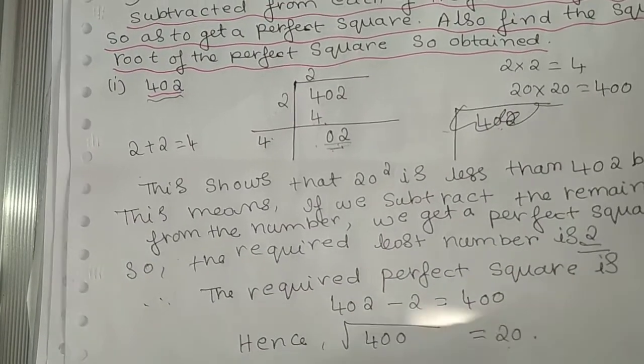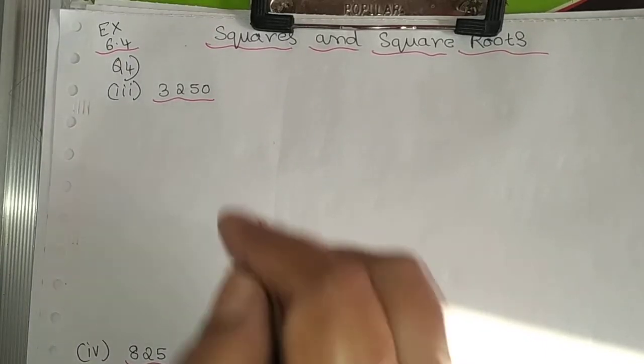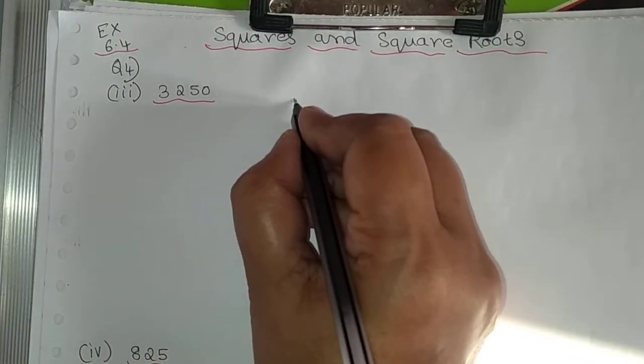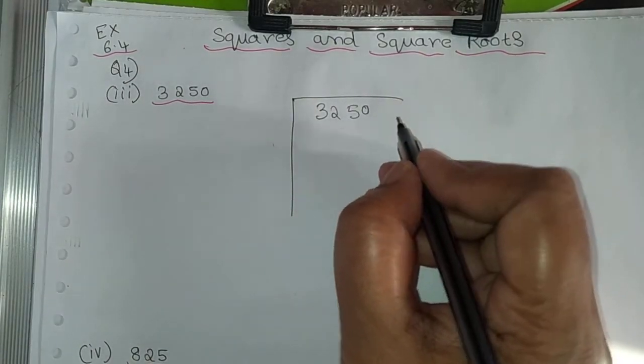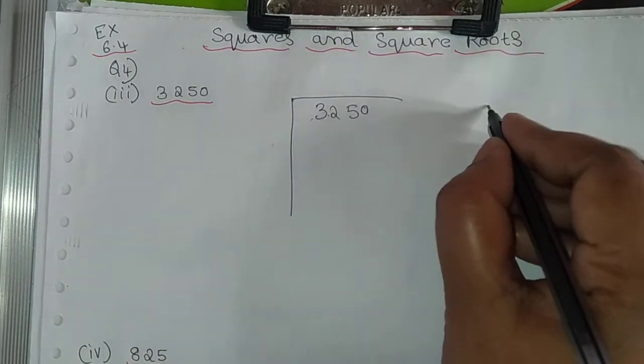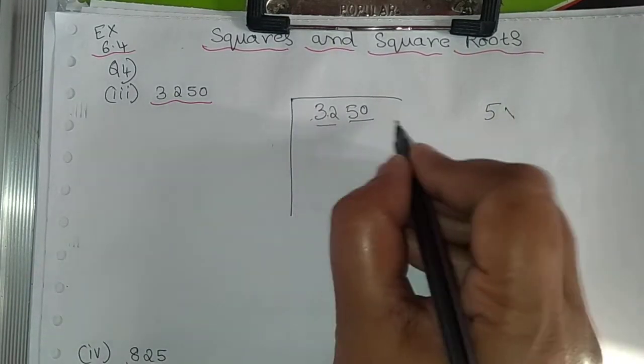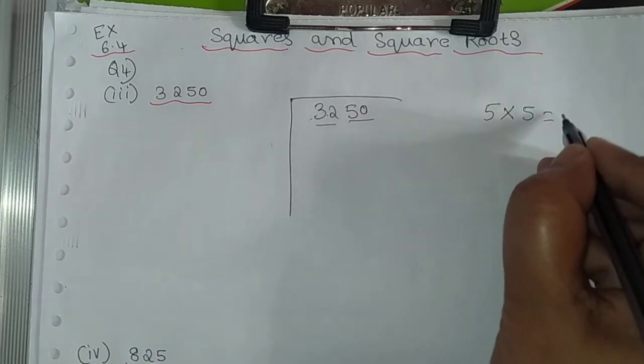So we move on to the next problem. Oh, again I have written the third one. I'll solve this first and third problem, then we move on to the second one. Here in this problem, take this number 3250. What is the nearest square to this number? As we know, there are two pairs. 5 into 5 is equal to 25.